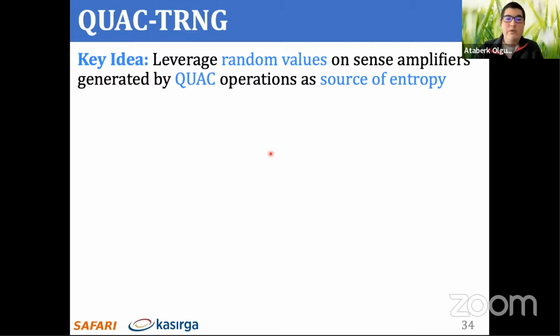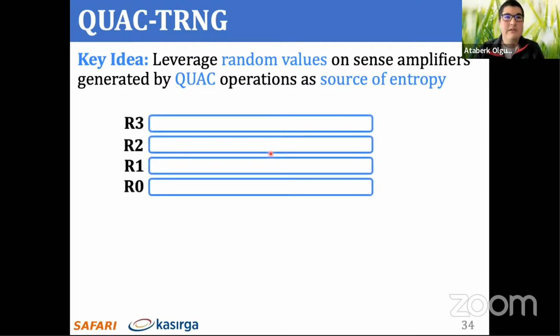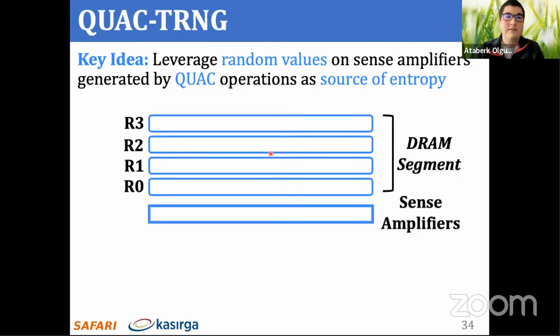We will look at an example of how QUAC-TRNG exploits the high bit-level parallelism in DRAM arrays to generate random numbers at high throughput. Here's a set of 4 consecutive DRAM rows, which we refer to as a DRAM segment. The QUAC-TRNG generates random values on the sense amplifiers in 4 steps.